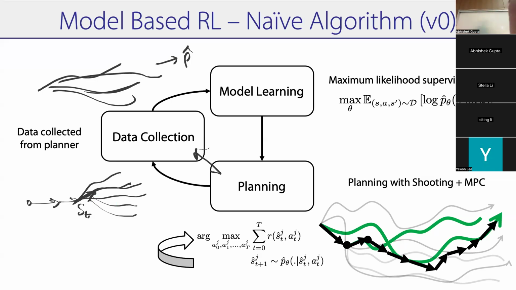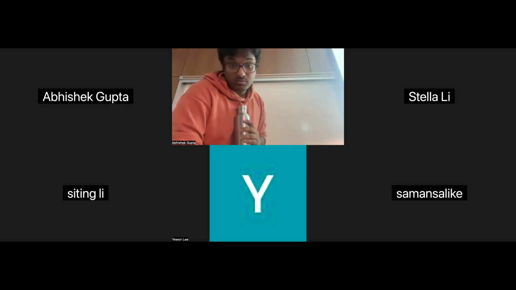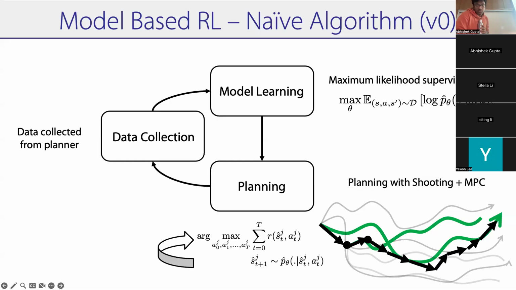Okay, excellent. So that is version 1 of model-based RL, where we just do MPC and random shooting, and then you keep going. Any questions before we keep going?